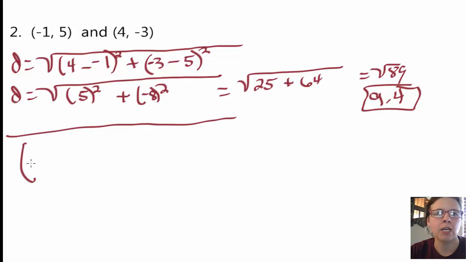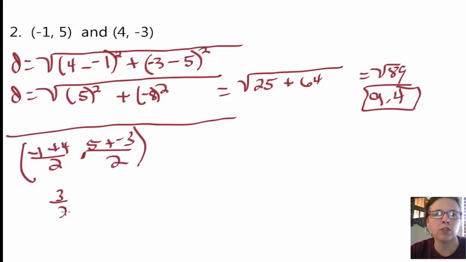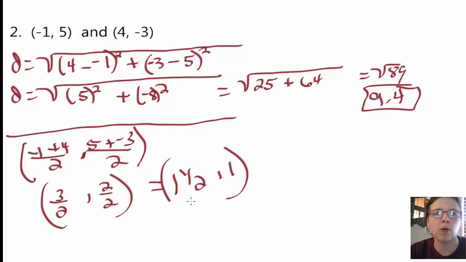Okay, the midpoint, you'd add your x's. Negative 1 plus 4 over 2. Remember, it's just like finding the average. 5 plus negative 3 over 2. So this becomes 3 over 2, and this becomes 2 over 2. So we have 1.5 and 1. That's the point. That's the midpoint. That's why it's called a midpoint, because you're actually going to have a point.